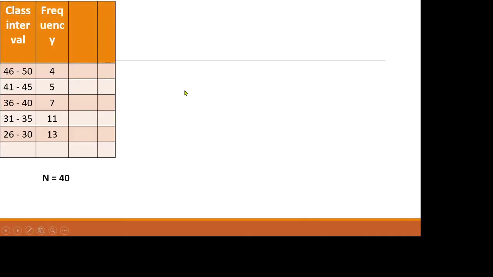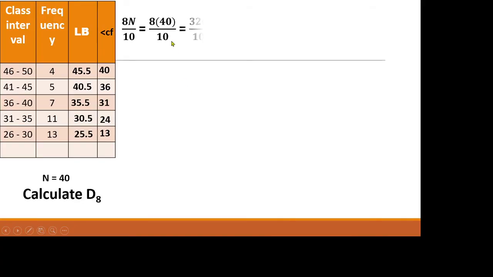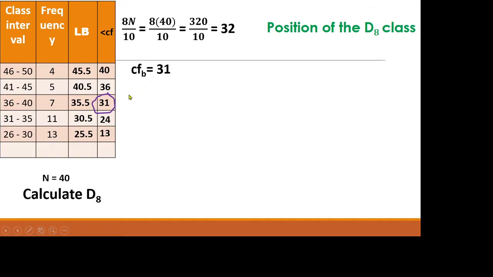And the last one for D sub 8. So, that will be 8 over 10. Okay, so ito naman ang position ng D sub 8 class, 32. So, wala tayong 32. Ang pinakamalapit ay 31. So, yun ang CFB natin, 31. Next, ang position ng D sub 8 class ay ito.